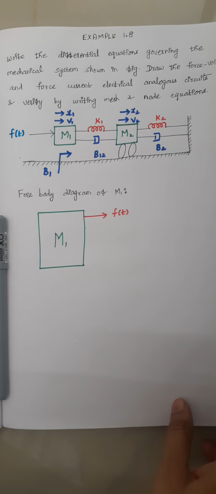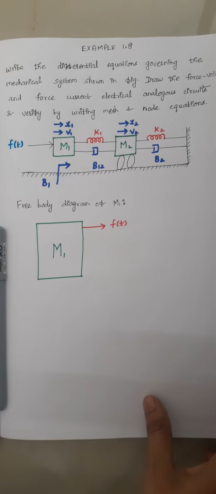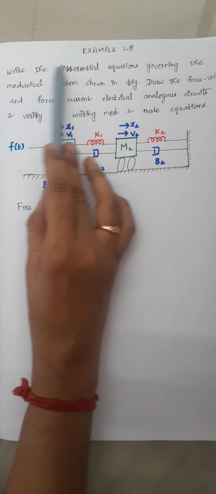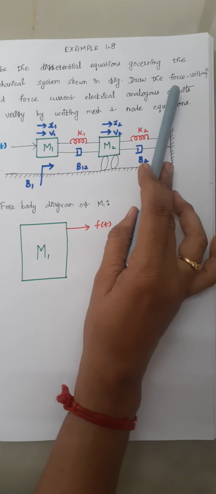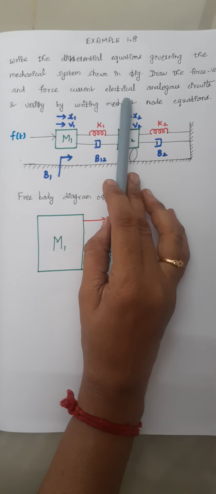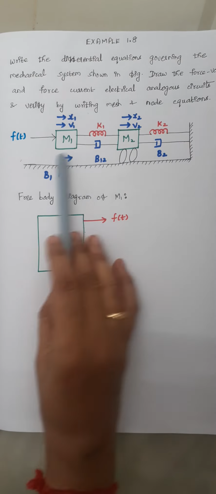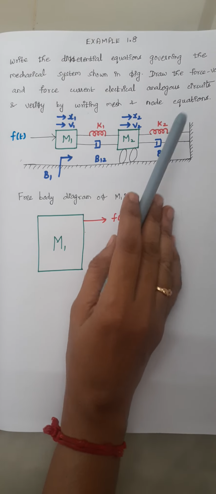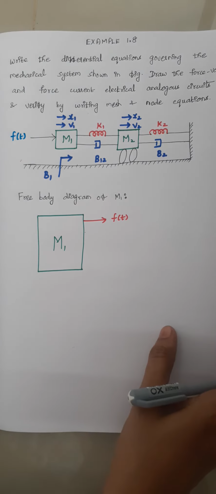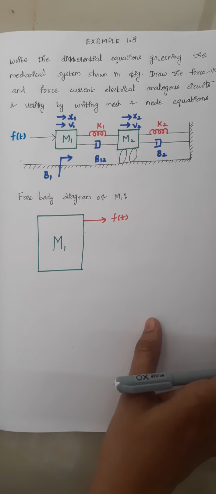Today we are going to solve example 1.8 in control systems. The problem is: write the differential equations governing the mechanical system shown in the figure. Draw the force-voltage and force-current electrical analogous circuits and verify by writing mesh and node equations. This problem is quite big, so I have split it into part 1 and part 2. Now we are going to see part 1.